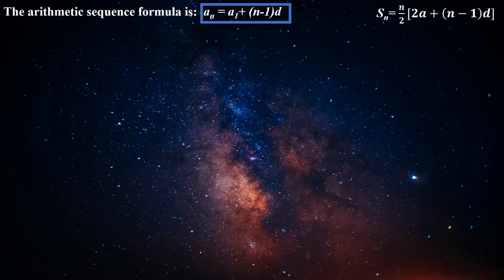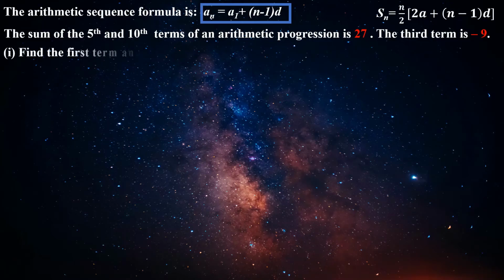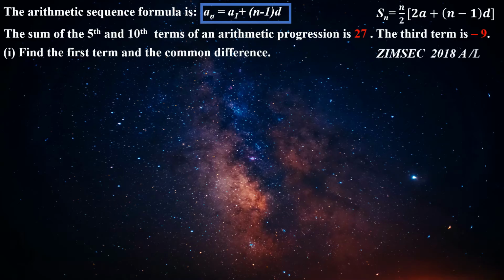Now let's look at this next question from Zimbabwe. The sum of the 5th and the 10th terms of an arithmetic progression is 27. The third term is -9. Find the first term and the common difference. This was ZIMSEC 2018 Advanced Level. So the question says the sum of the 5th term and the 10th term of an arithmetic progression is 27, and the third term is -9.